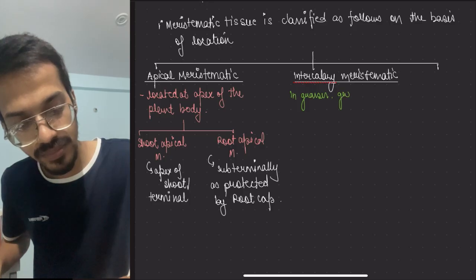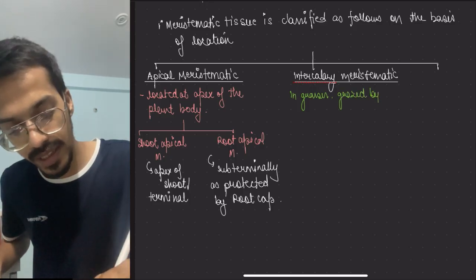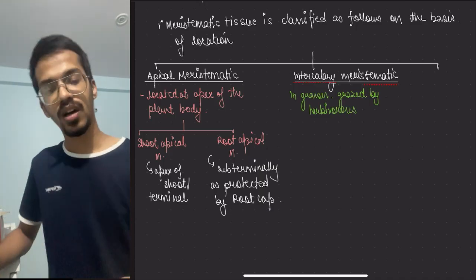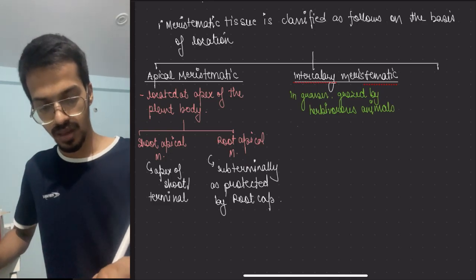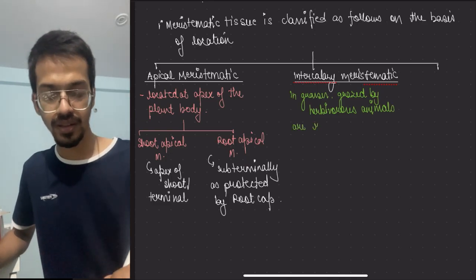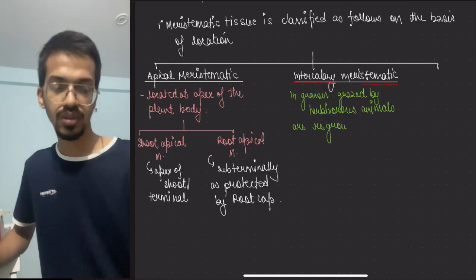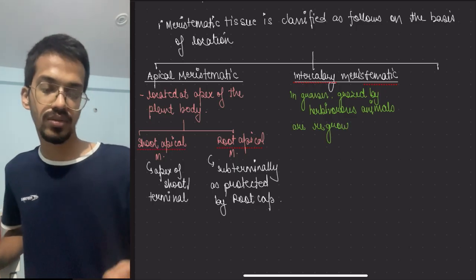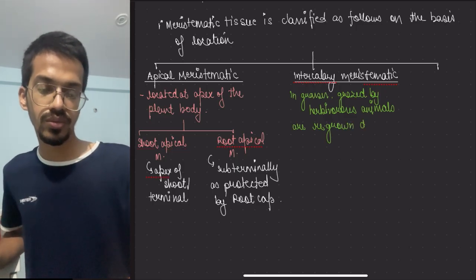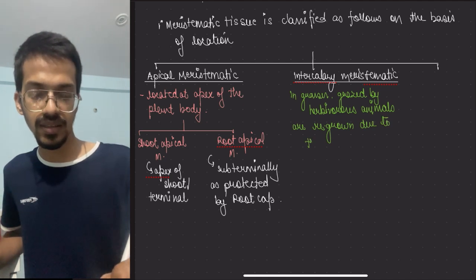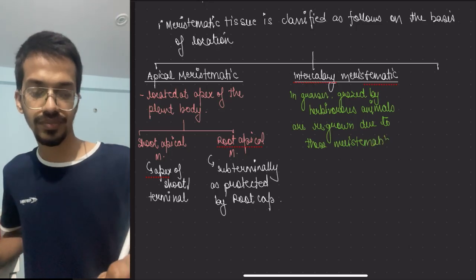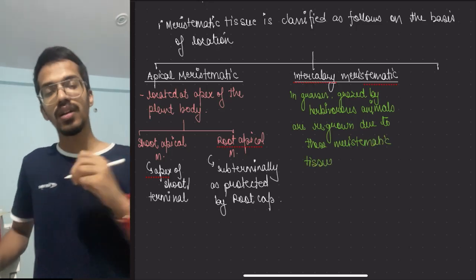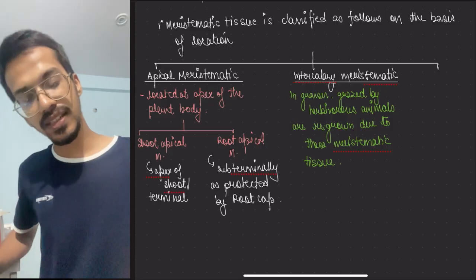So in grasses grazed by herbivorous animals, they are regrown due to these meristematic tissues. Understood?